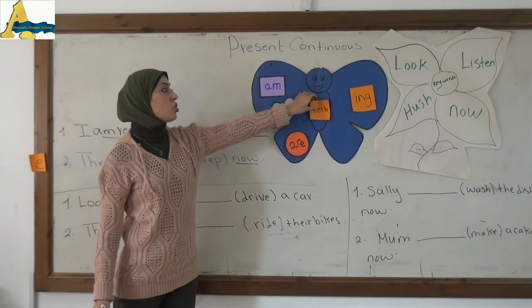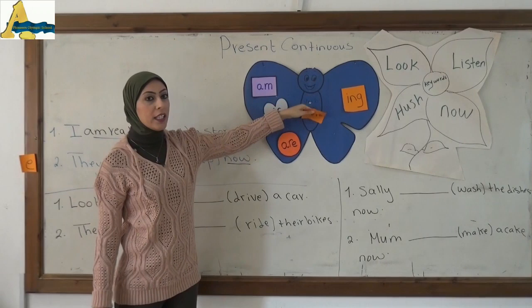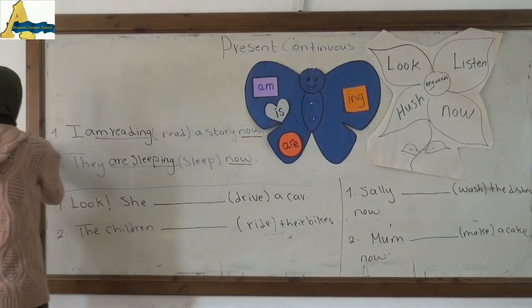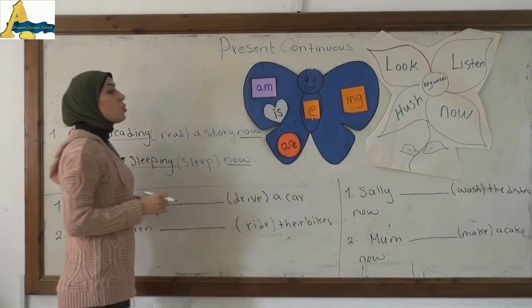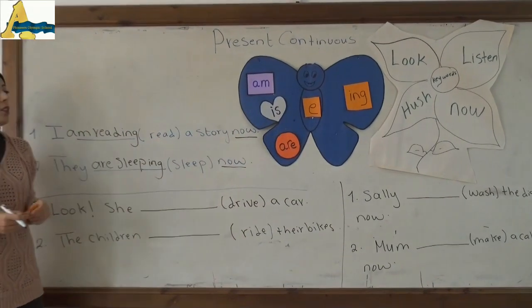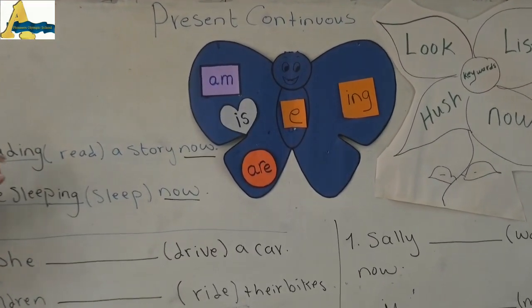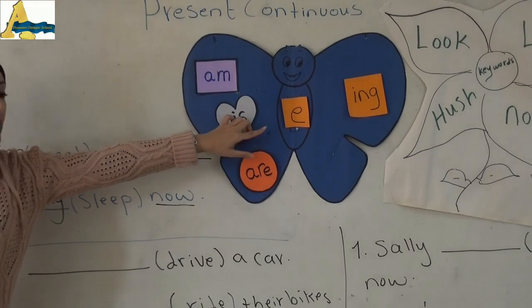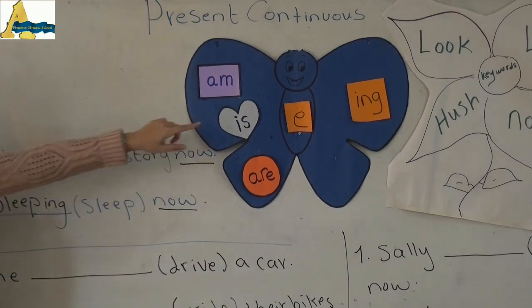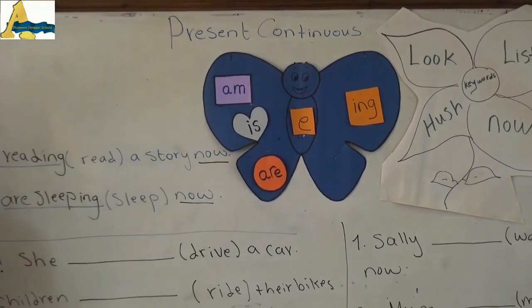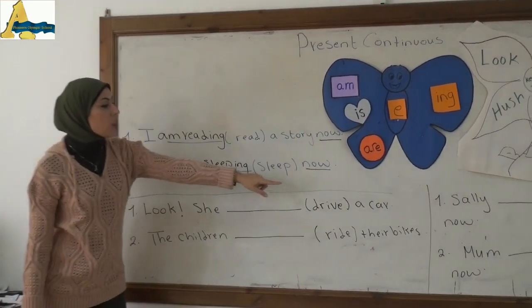Our butterfly, she was hungry, so she eats the letter E. Our butterfly eats the letter E. So now we want to help her. She doesn't want this letter. So what am I going to do if the verb ends with E? Let's see. If the verb ends with E, we cross out the E and we add ing.